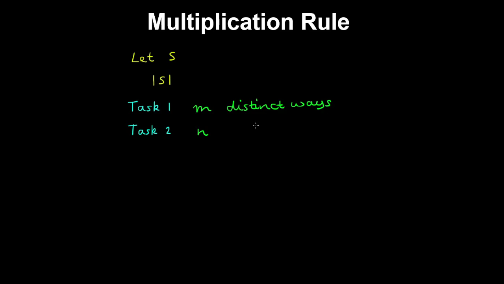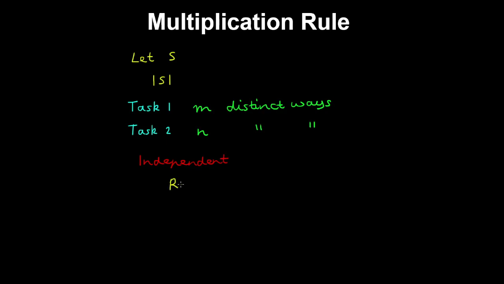Let's start the topic of combinatorics and enumeration by looking at the multiplication rule. So if we let S be a set where the number of elements in the set is denoted as follows, and suppose we have two tasks, task 1 and task 2. Task 1 can be done in m distinct ways, and task 2 can be done in n distinct ways. And we suppose these tasks are performed independently of each other, so they're independent.